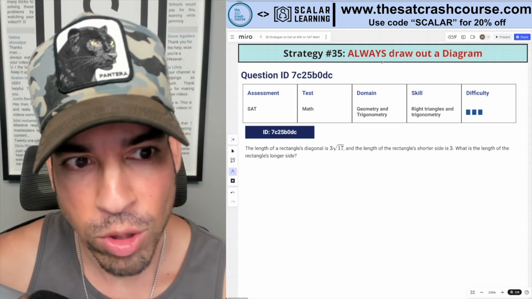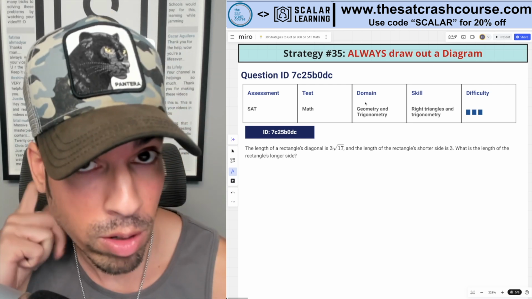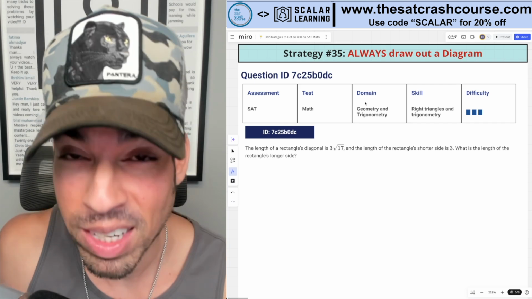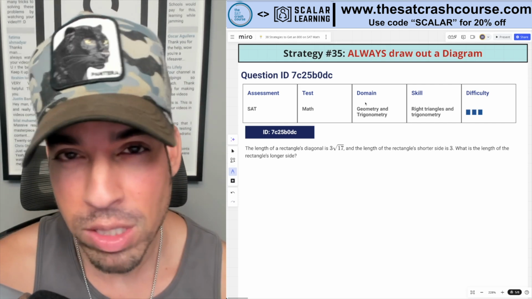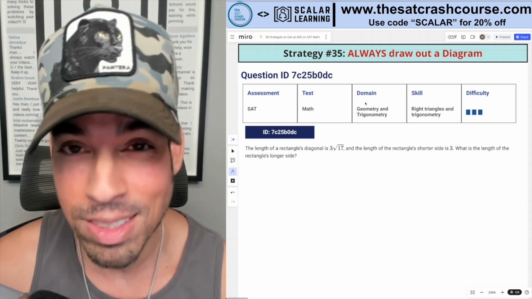Done. Strategy number 35, always draw out a diagram. And I've been doing that for the ones where they talk about a geometric shape, but they don't give the diagram. But I just want to reiterate, so important. And I say do it every time, no matter the simplicity of the problem, so you get in that habit and you never forget. It doesn't take that much time.